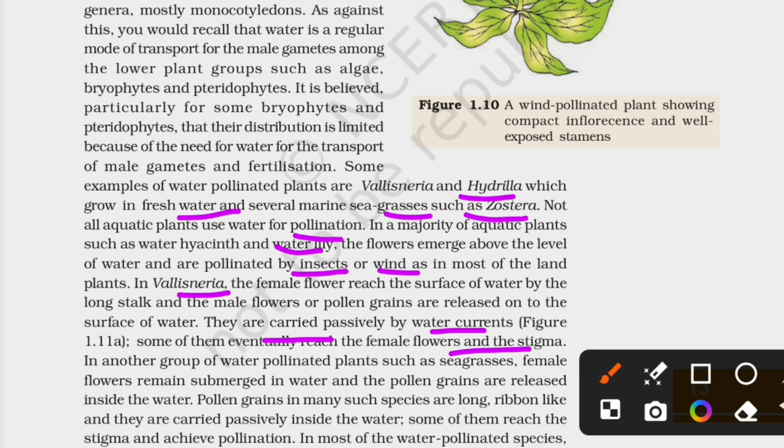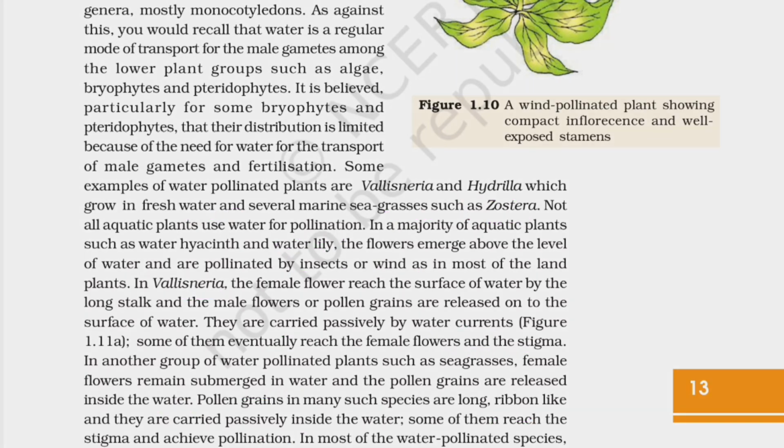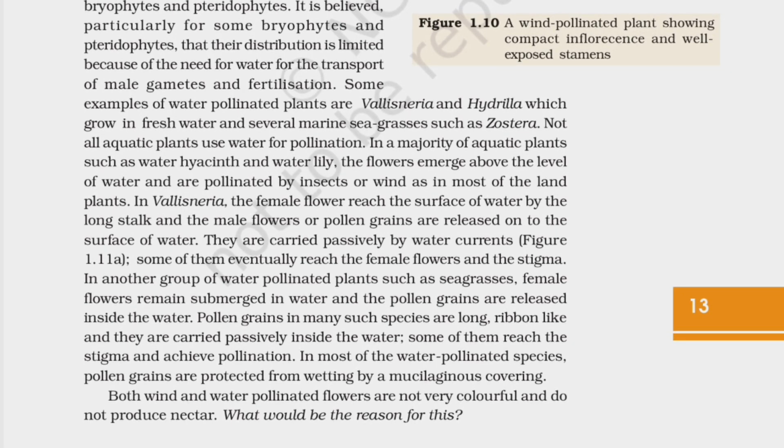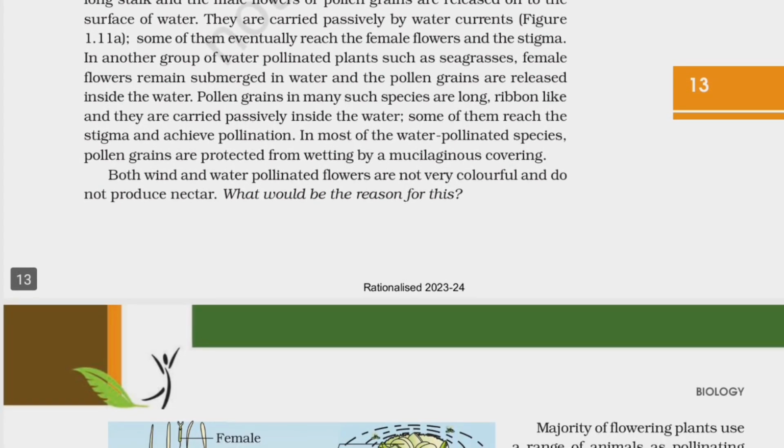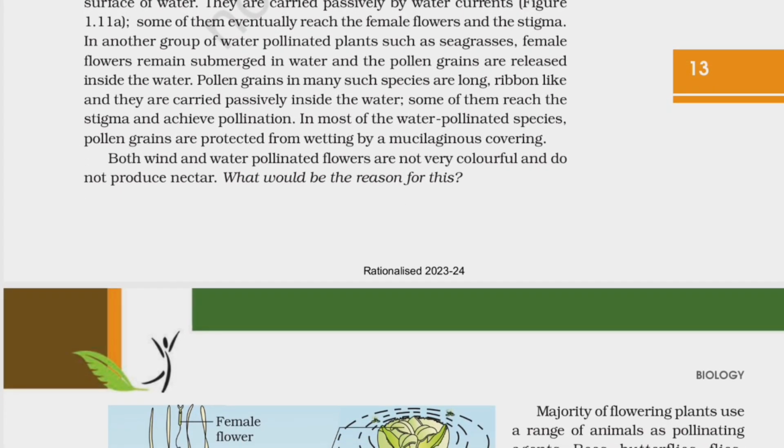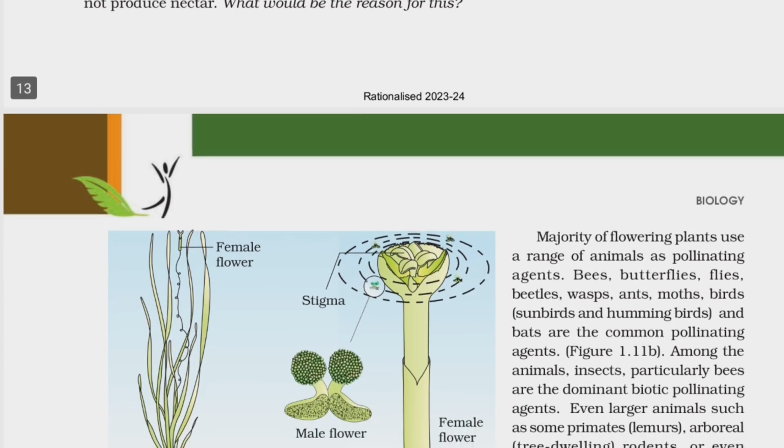In another group of water pollinated plants such as seagrasses, female flowers remain submerged in the water and pollen grains are released inside the water. Pollen grains in many species are long, ribbon-like, and they are carried passively inside the water. Some of them reach the stigma and achieve pollination. In most of the water pollinated species, pollen grains are protected from wetting by a mucilaginous covering. Both wind and water pollinated flowers are not very colorful and do not produce nectar. What would be the reason for this?